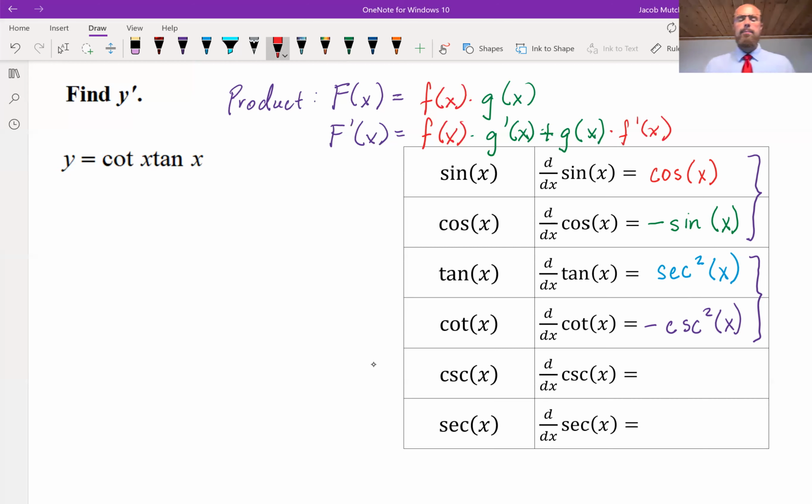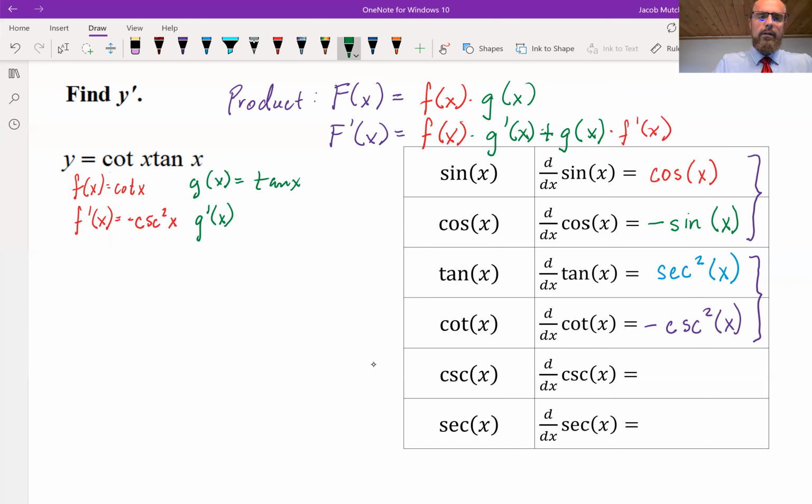So we're going to follow that same pattern, but we need to use our new rules here. So what I'll identify as my small f of x is cotangent x. So I want to find its derivative so I can plug it into the product rule. So the derivative of small f of x from my table I see is going to be negative cosecant squared of x. Similarly, I want to identify small g of x. That's my second factor in this product, is going to be tangent x. So the derivative of small g of x is going to be secant squared of x, and that's positive.